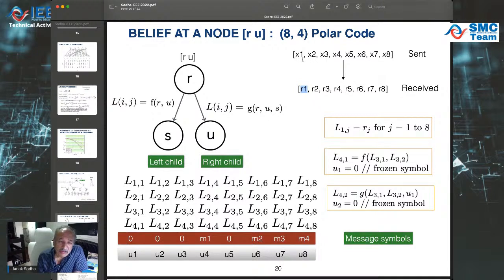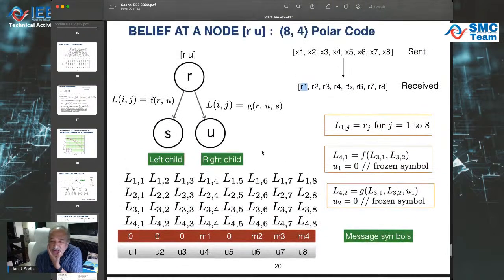Then what happens is that in any given node, you use a function f. I won't get into the mathematics of that, but you use a function which allows you to send information down from the parent to its left child. And once you have made a decision on that left child, this decision S is then used to decide what happens on the right-hand side. Now, let's try and follow this.